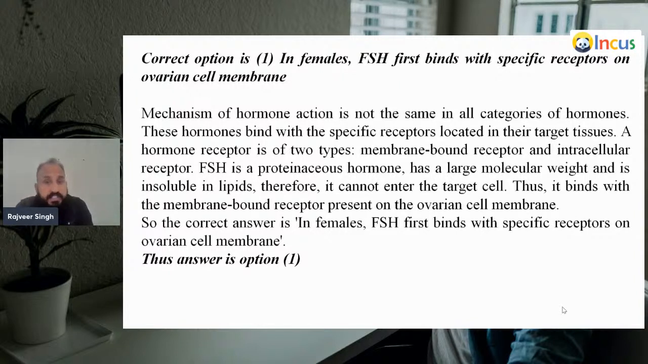FSH is a proteinaceous hormone, has a large molecular weight, and is insoluble in lipids. Therefore, it cannot enter the target cells, so it binds with the membrane-bound receptor present on the ovarian cell membrane. So the correct answer is, in females, FSH first binds with the specific receptor on the ovarian cell membrane. So the answer will be first.